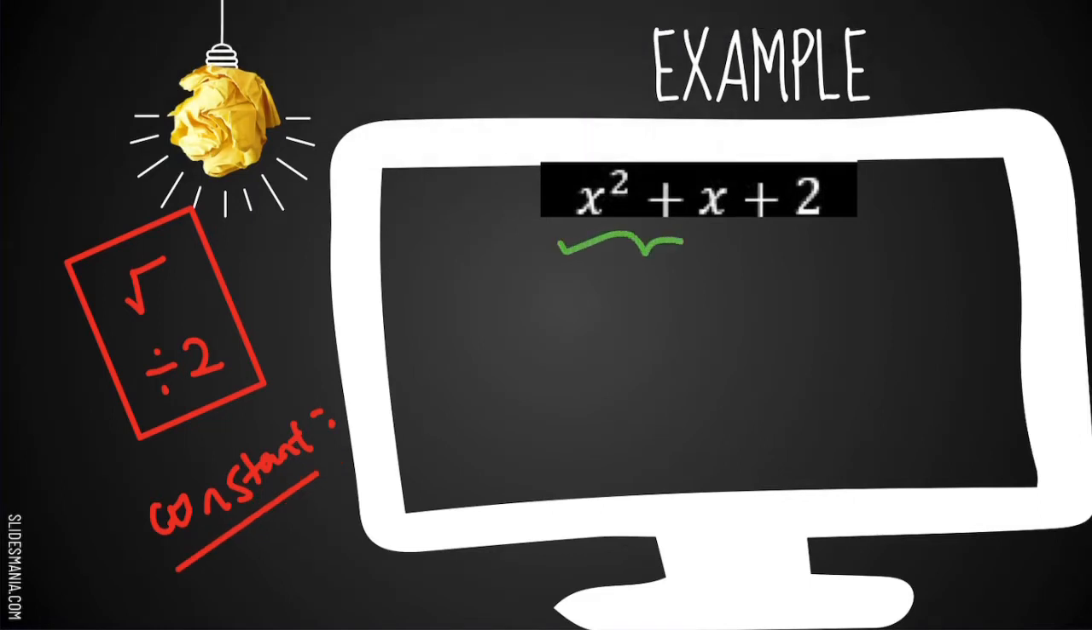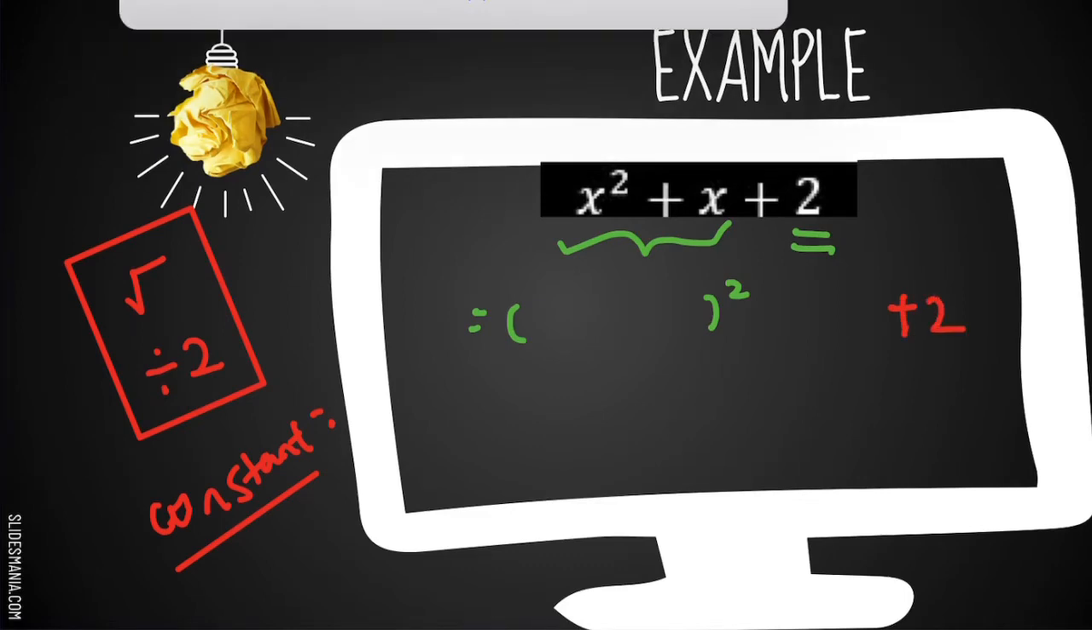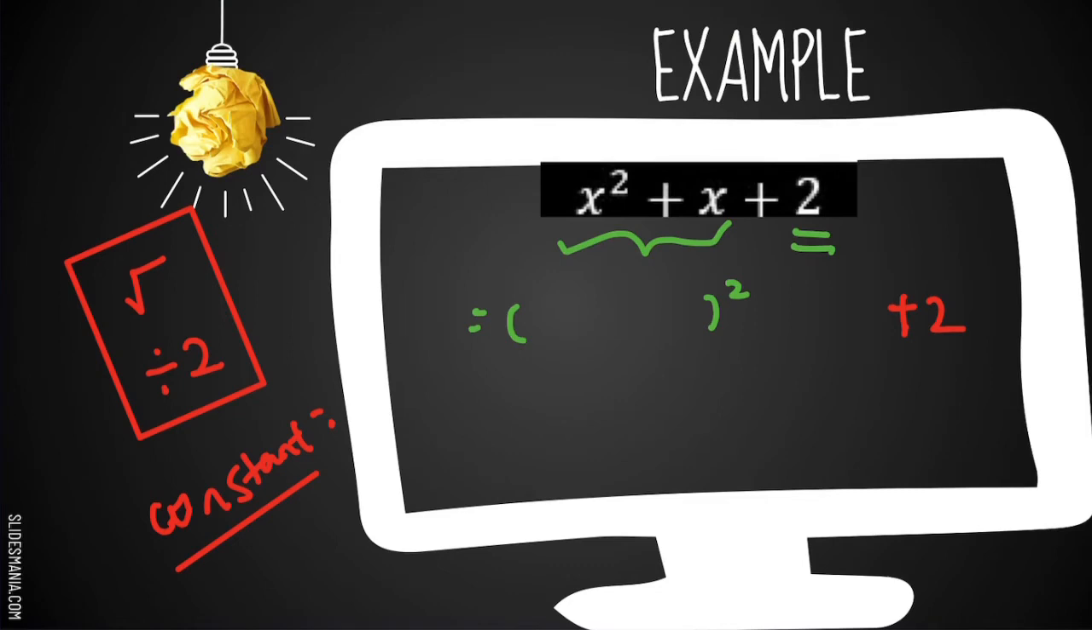Okay, let's try this now. We want to focus on the first two terms here to put it into a completed square. And this constant here, we don't want to touch it, so we want to put it at the back. All right. So let's focus on complete the square.